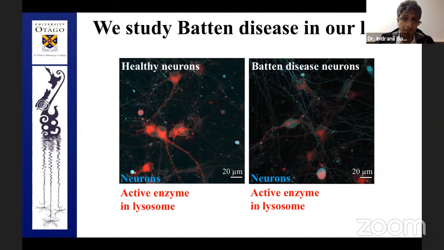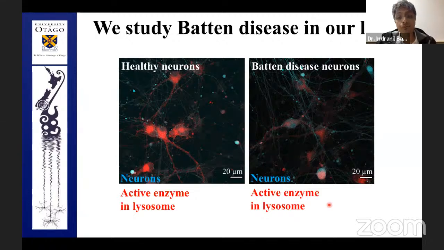Now, in the healthy neurons, on the left-hand side, you can see that there is a lot of red color in the neurons, and these red colors are nothing but active enzymes in the lysosome. But when you compare this picture with the right-hand side picture, which is the Batten disease neurons, you will see there is some red color present in all the neurons, but it has gone down drastically as compared to the healthy neurons, which says that the lysosomes are dysfunctional and hence there is less active enzyme left in the lysosome. Now, if there is less active enzyme left in the lysosome, what happens? The chewing process is faulty, hence the garbage piles up, hence the neurons become inhabitable again and they ultimately die. So that's what we are doing in terms of Batten disease.